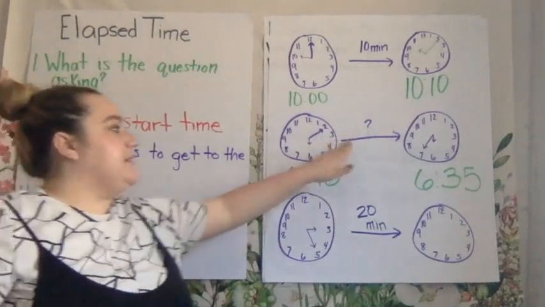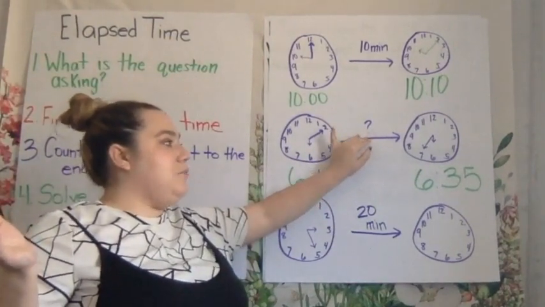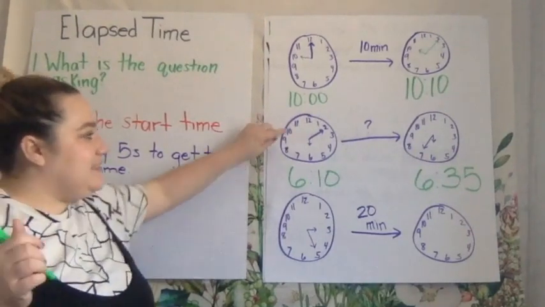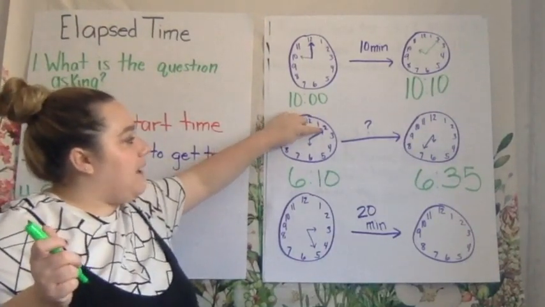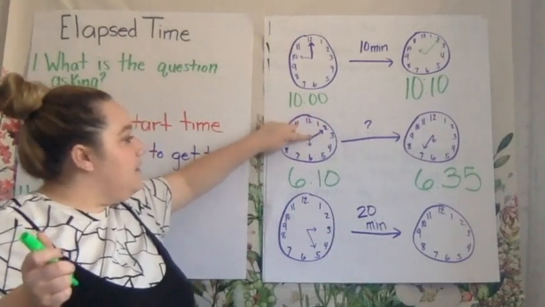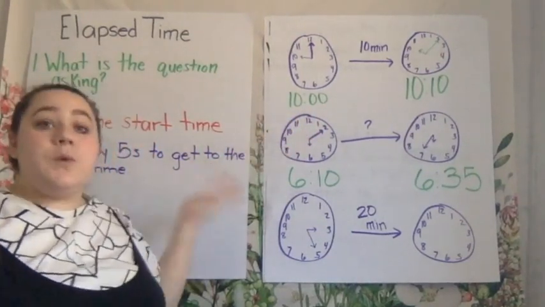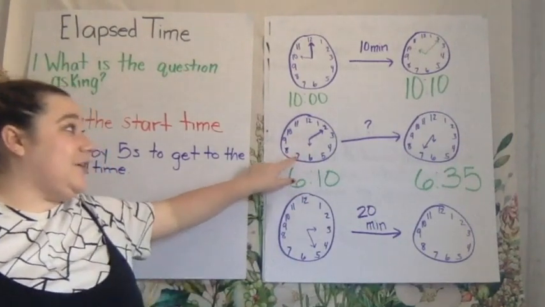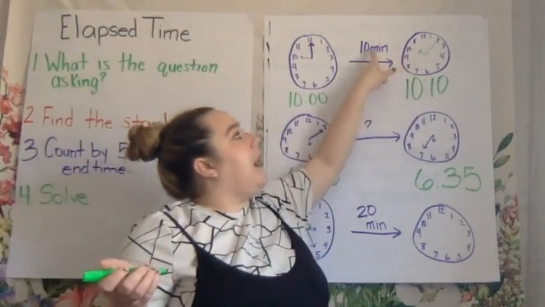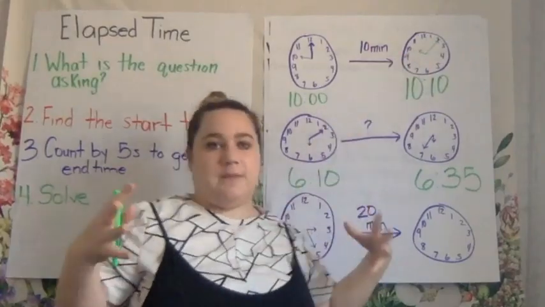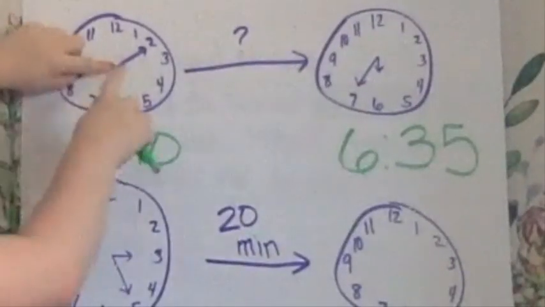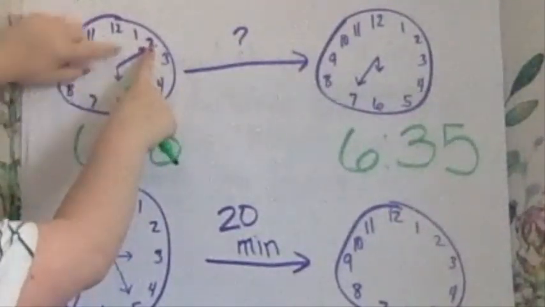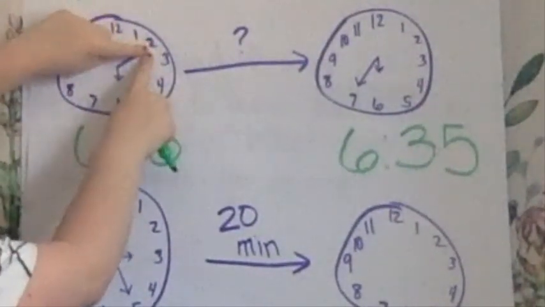No way, Jose, because I need to find out how much time went by. So when I come to a problem like this, I need to find out how much time went by from 6:10 to 6:35. So I'm honestly just going to count until I get to that 6:35. Same way I would if I was doing it up here, that same way. So let's try it. I'm starting at the 10 and I'm going to count to the 35. Ready? Counting by 5s. Get ready.